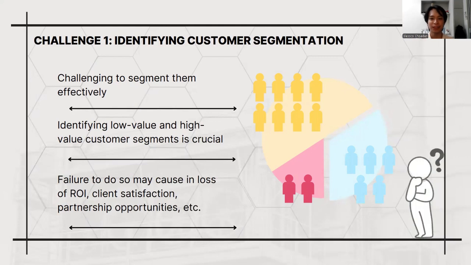First is identifying customer segmentation. In the manufacturing industry, it is very important for us to identify which customers are low value and which customers are high value, as we would want to keep these high value customers, as losing one of them can prove a significant loss of investment as well as client satisfaction or partnership opportunities.